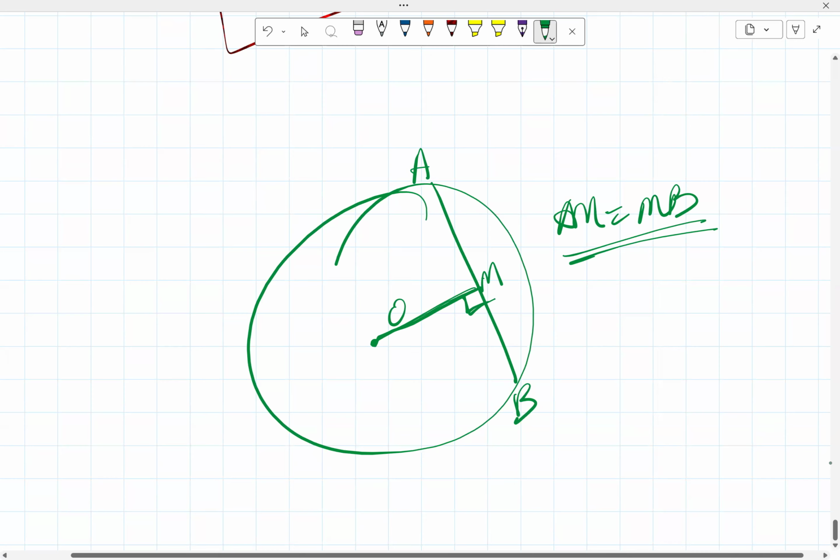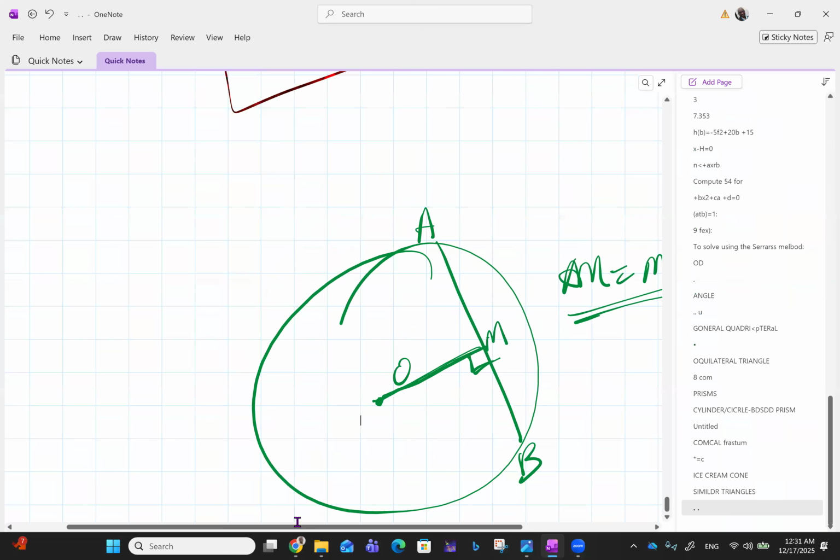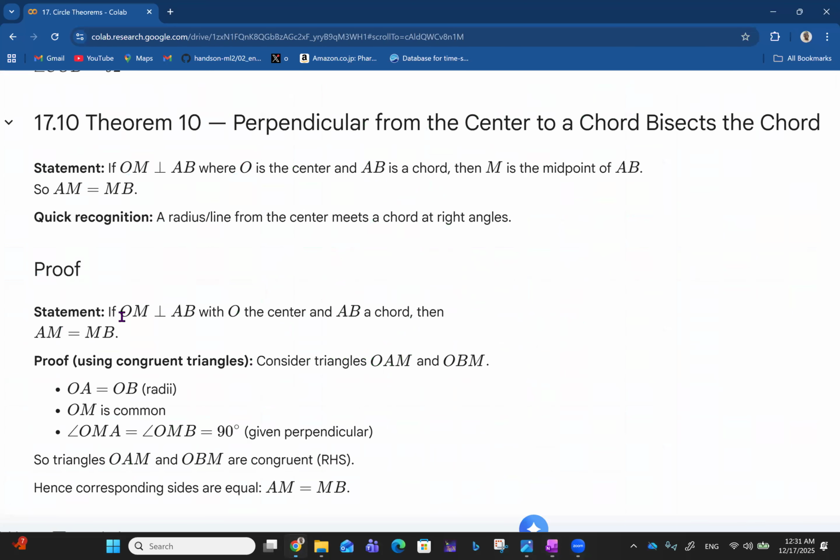Then the corollary is that if you draw a line from the center to bisect a chord, it will automatically be perpendicular to the chord. So that's that. So if you look at the statements of the proof, the proof now: consider triangles OAM and OBM. OA and OB are radii, OM is common, OMA is equal to OMB, which is 90, given perpendicular. So triangles OAM and OBM are congruent, hence corresponding sides are equal.